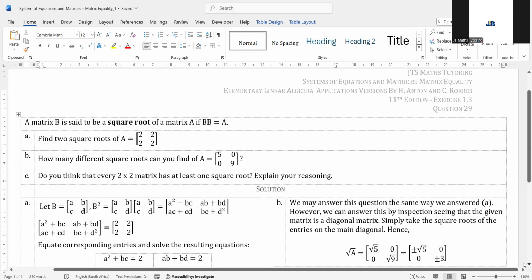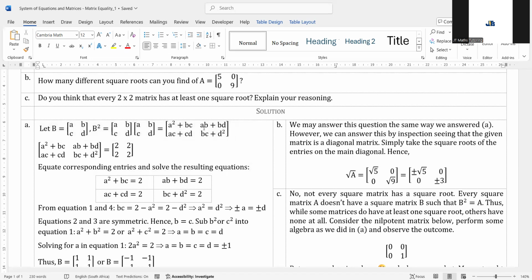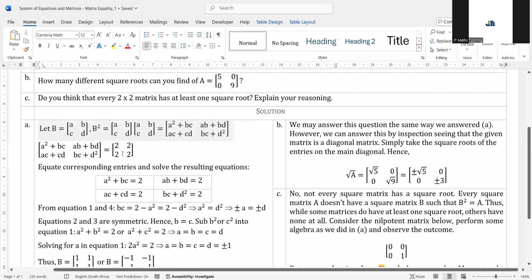So let B be a 2 by 2 matrix with the entries a, b, c, d. So B squared is going to be a squared plus bc, ab plus bd, ac plus cd, bc plus d squared. Remember, two matrices are equal if their corresponding entries are equal. So the next step is for me to equate the corresponding entries and then solve the result.